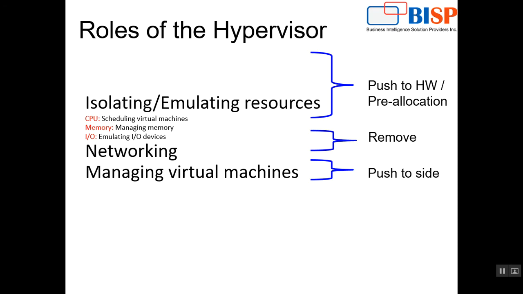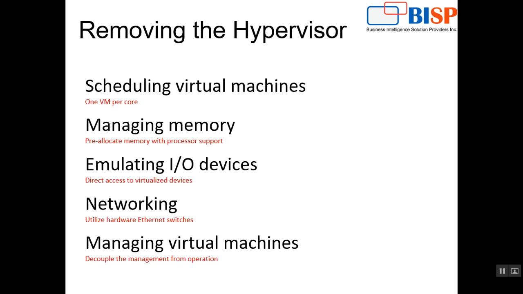Now the role of the hypervisor is isolating or emulating the resources. It provides the hardware allocation as per the requirement. It gives the networking requirements also, and it is basically used to manage the virtual machines. Now if we remove the hypervisor, what are the different things we have to do? We know that scheduling of virtual machines can be done by the hypervisor, but we can hard code that.